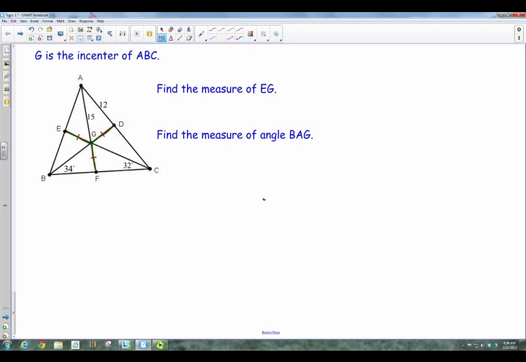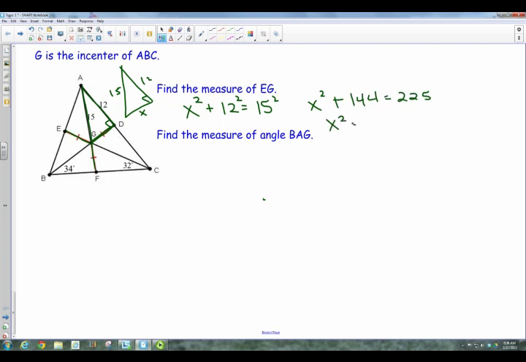Since those three are congruent, what you have here is this triangle, and these have to meet at right angles. So you have a right triangle. This is 12. This is 15. This is x. You've got the Pythagorean theorem. So x squared plus 12 squared equals 15 squared. So x squared plus 144 equals 15 squared, which is 225. Now you solve. Subtract 144 from both sides, and that's going to give you 81. Take the square root of both sides, and x equals 9. So this side is 9. Well, we know that then this is 9, and this then is 9.